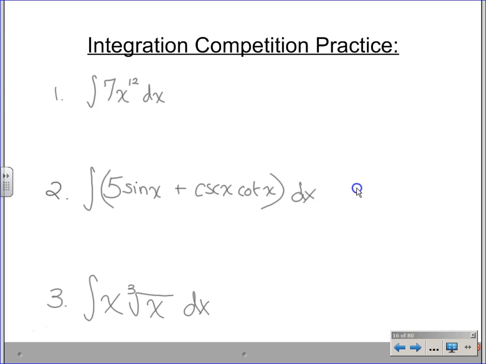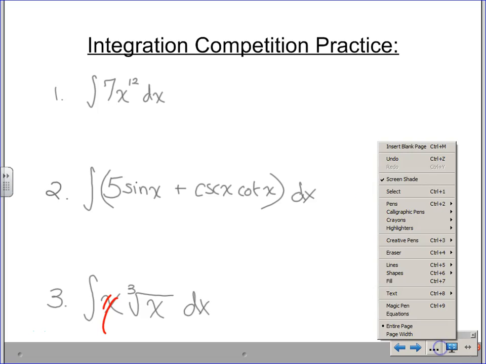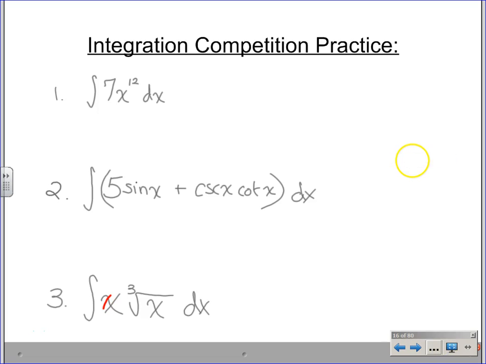Some of you might be like, wait a minute, which one is it? So let me help. Uh-oh. I didn't help. It's x to the 1 times the cube root of x.